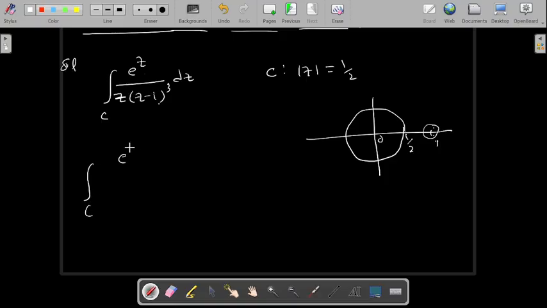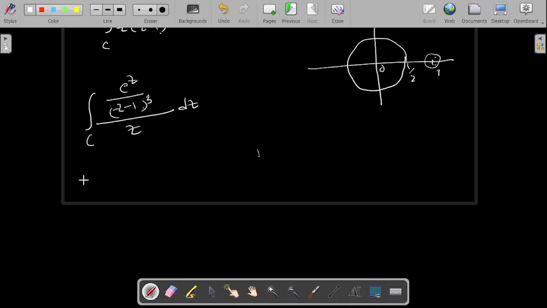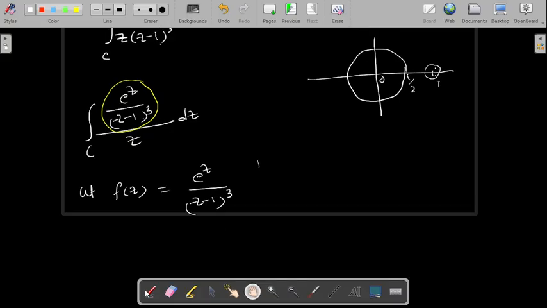So the integral over C of e power z by (z minus 1) whole cube, all divided by z, dz. Since 1 is outside, its corresponding factor (z minus 1) whole cube goes into the numerator. Let f of z be what you took in the numerator, f of z equal to e power z by (z minus 1) whole cube, and the denominator is z minus 0.